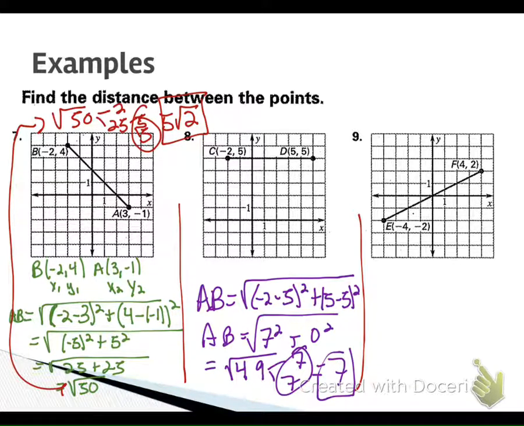This one again was like that first one. You could have actually just counted over. I didn't want you to do that, but you can verify it this way. I wanted you to use that distance formula just like she did. And you see that that's true because since it's a horizontal line, we can verify it.